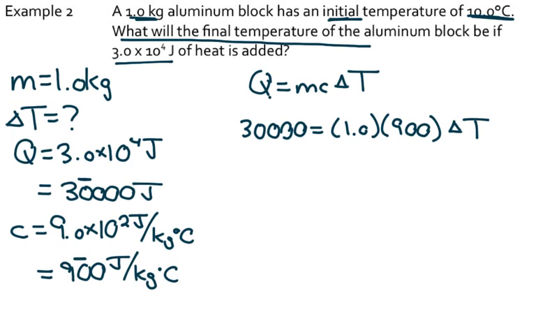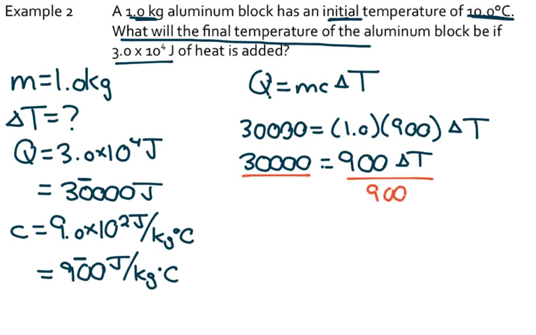So we will multiply on the right, but this time we can just multiply the two numbers, 1 and 900, so we get 900 delta T. We need to get delta T by itself, so divide both sides by 900. And going to 2 sig figs, since that's what we have, 33 equals delta T.